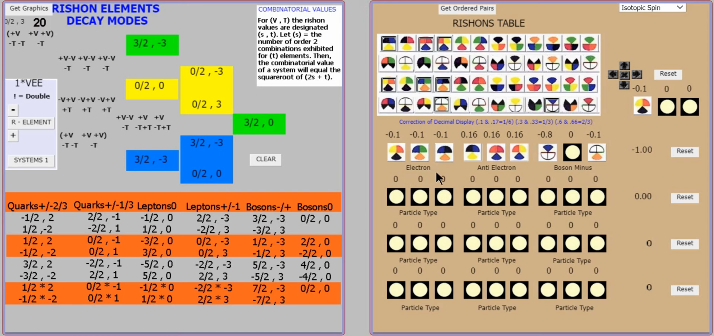Now we have a muon and an anti-muon. That anti-muon combined with the boson minus, of course, gives you an anti-muon neutrino.